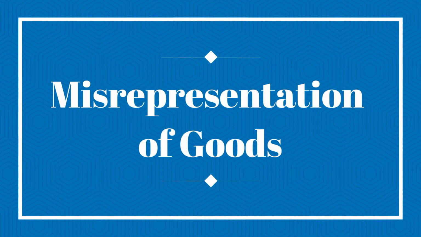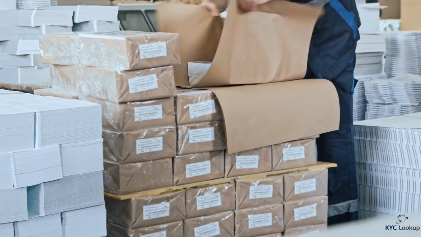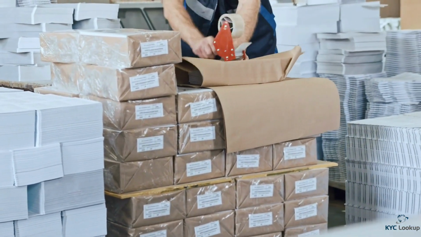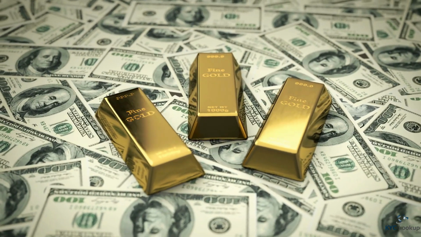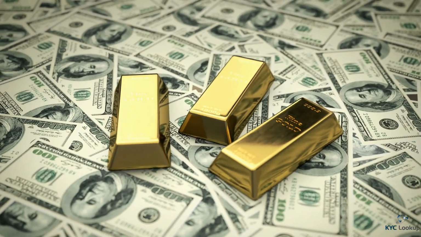And misrepresentation of goods. Criminals misdescribe goods or substitute them with alternative products to mislead authorities. For example, high-value goods like gold can be replaced with less regulated or lower-value goods like scrap metal.